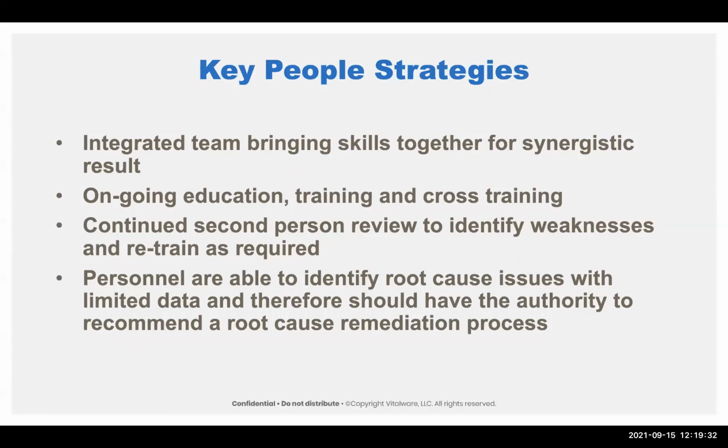That's clinical driven revenue cycle. That is the goal of it. Bring everyone together and let's get this moving. Ongoing education, training, and cross training.